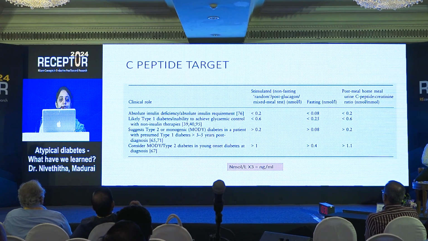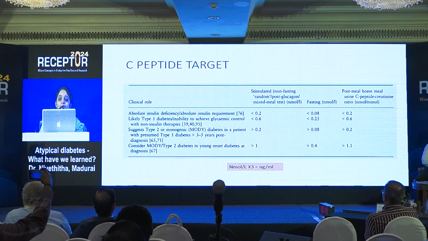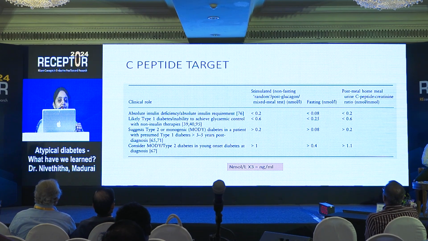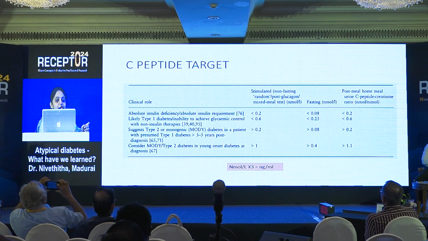And now moving on to the C-peptide target, which is the most important thing I want to focus on. Never ever interpret a C-peptide when the sugars are very, very high, because of the high sugars, the patient might be in lipotoxicity, which is going to suppress their beta cell function. When beta cell function is deteriorated, C-peptide is also going to get suppressed. So once the patient recovers out of DKA, we can interpret a fasting C-peptide and a stimulated or postprandial C-peptide.